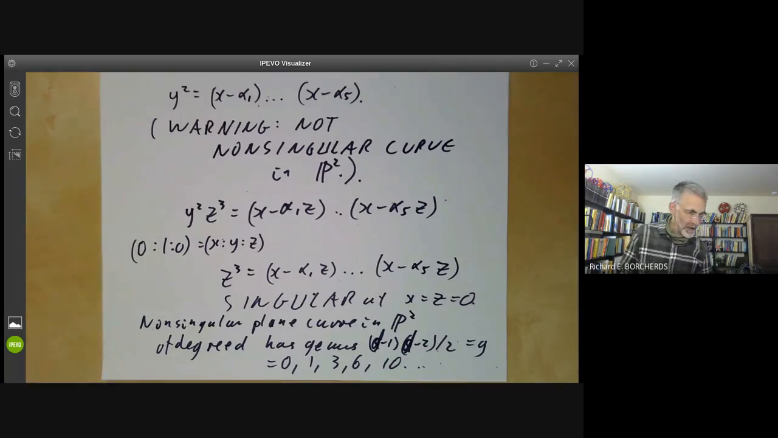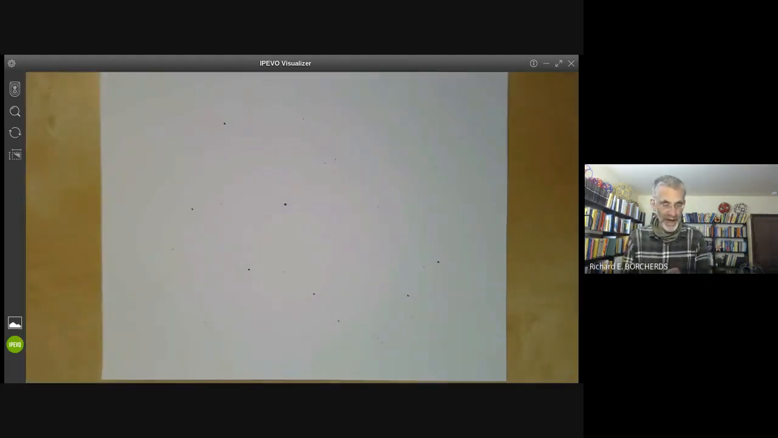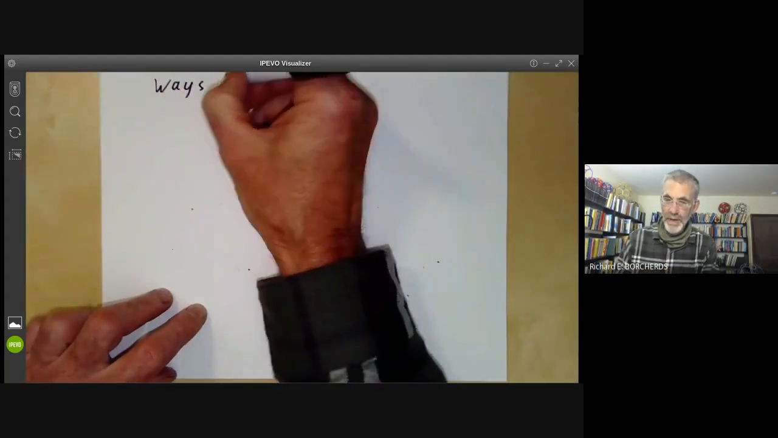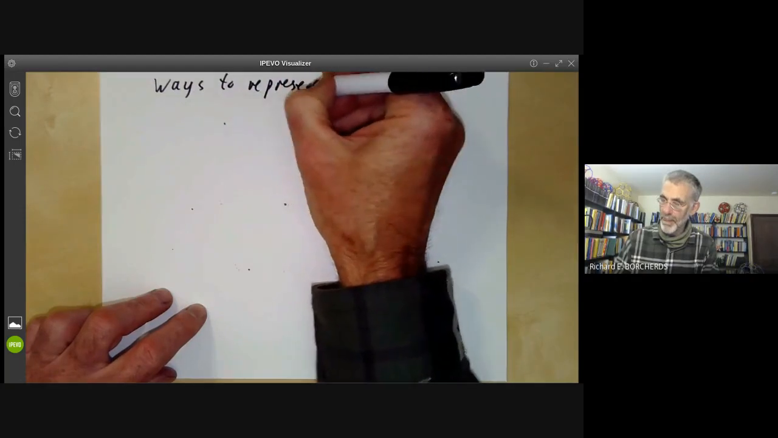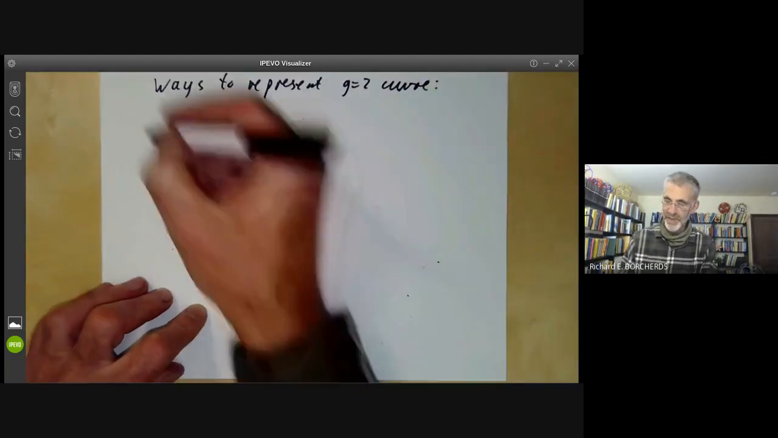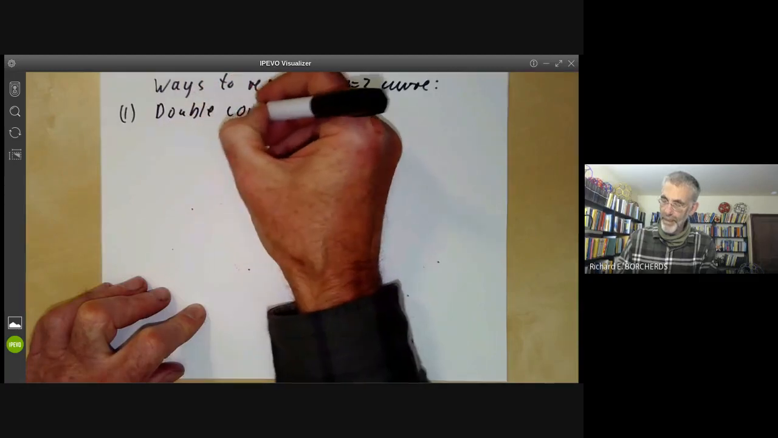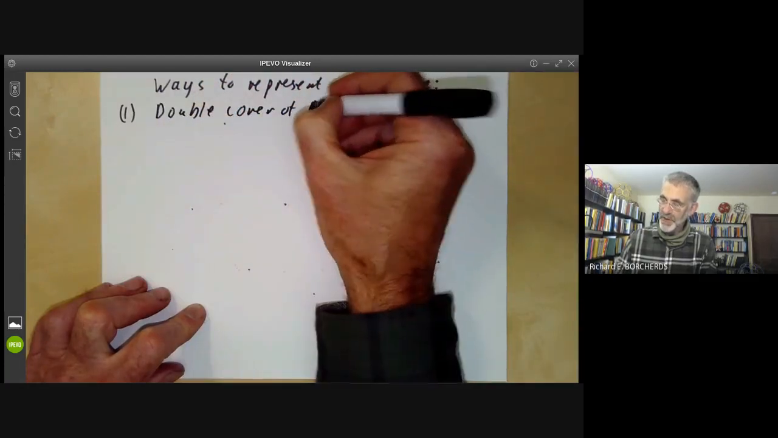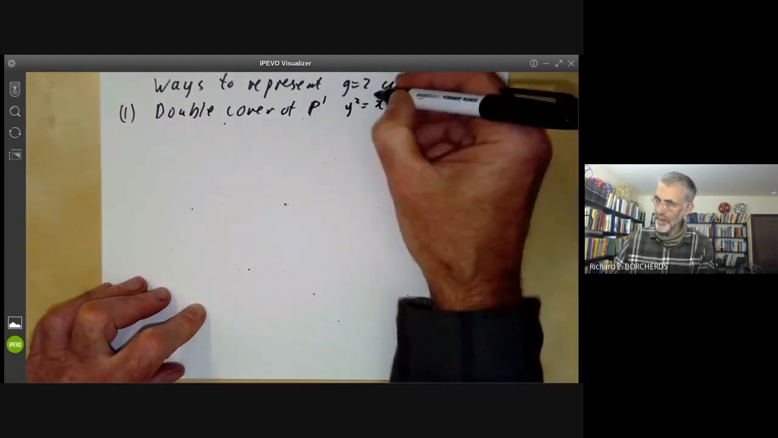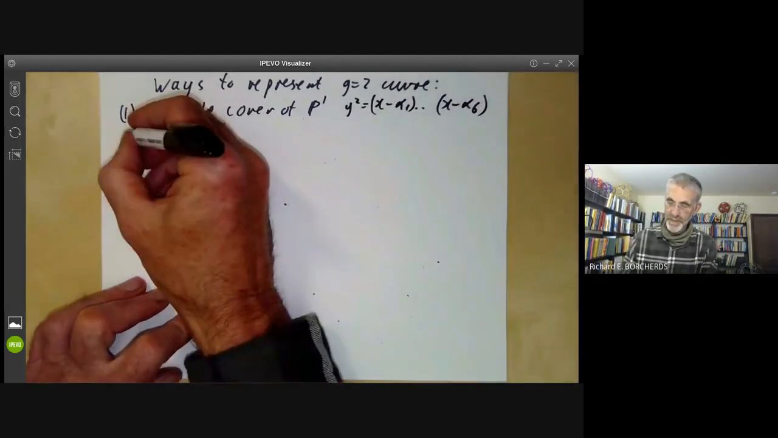Well, if we can't embed our hyperelliptic curve as a non-singular plane curve, how can we represent it? Well, let's just list a few. So these are ways to represent the genus 2 curve over the complex numbers. So first of all, we can just represent it as a double cover of the projective line branched at 6 points, which would be y squared equals (x minus alpha 1) up to (x minus alpha 6), which is the one we've been studying.